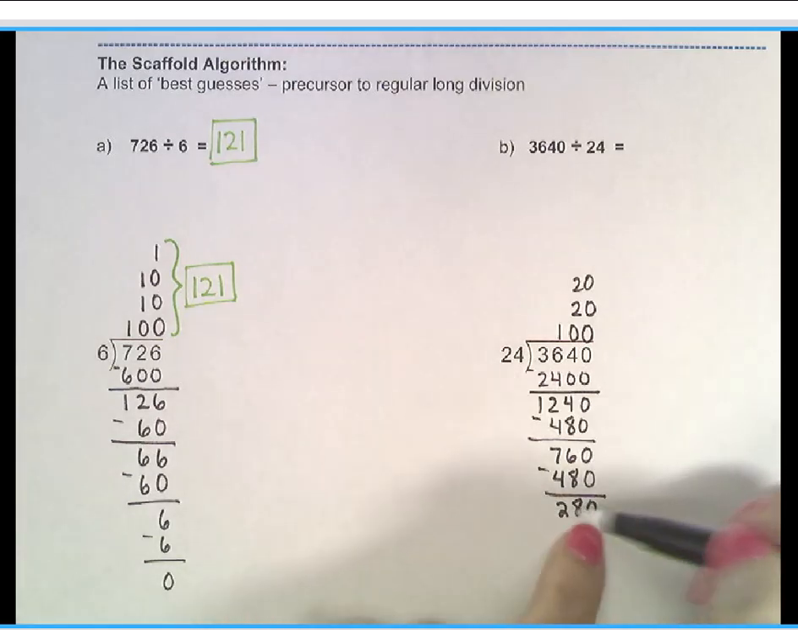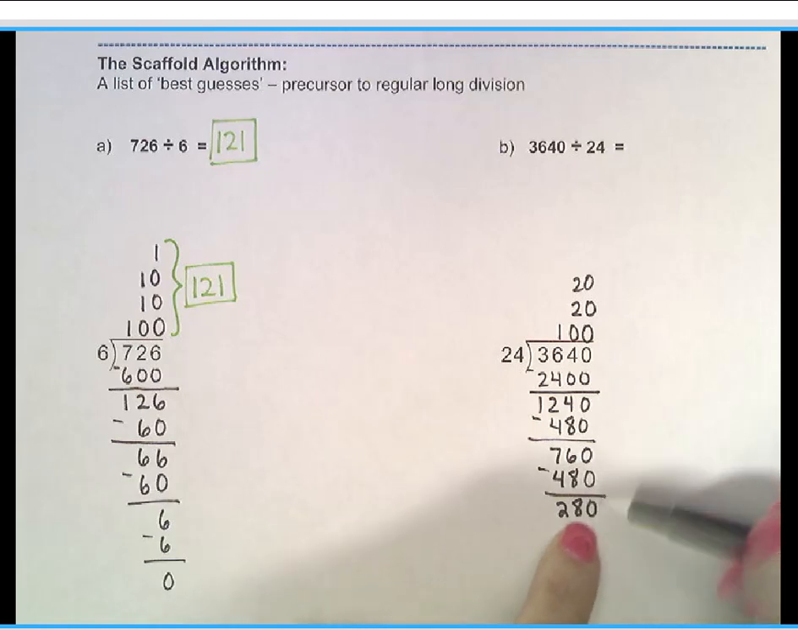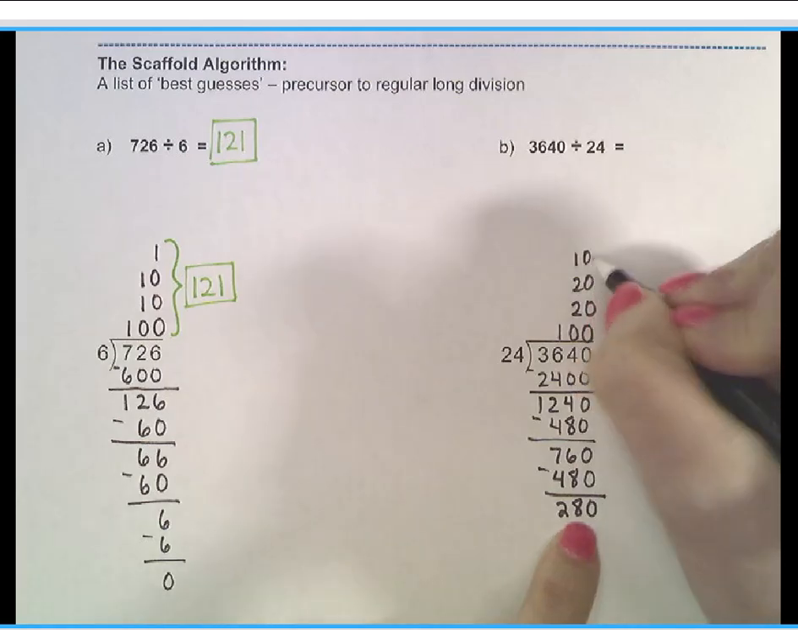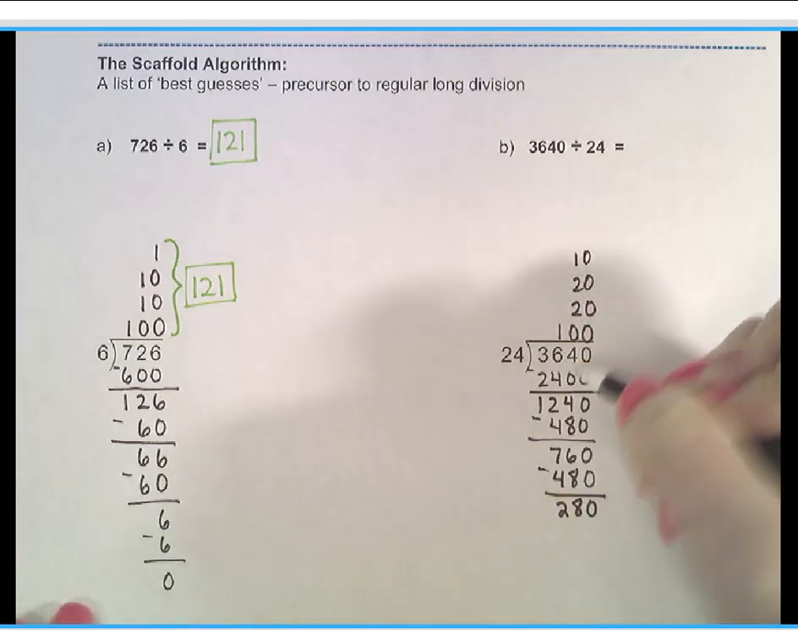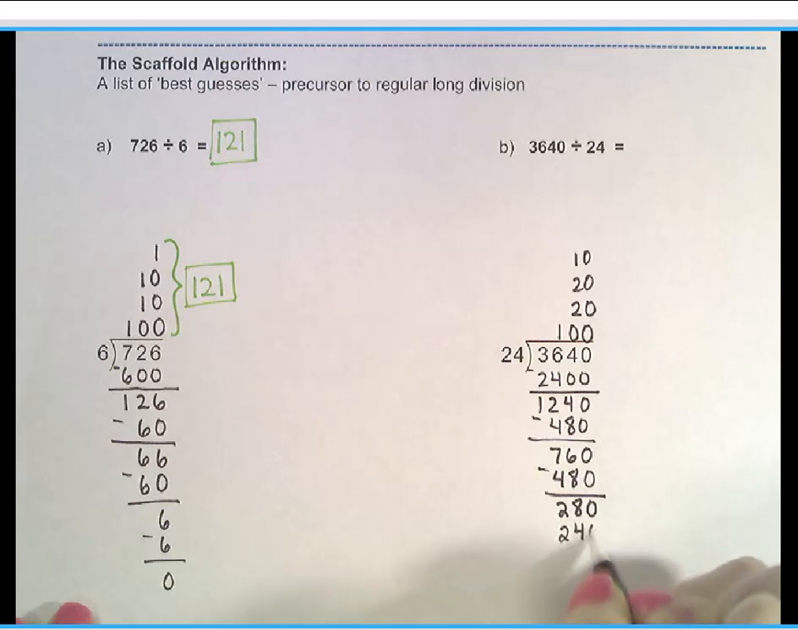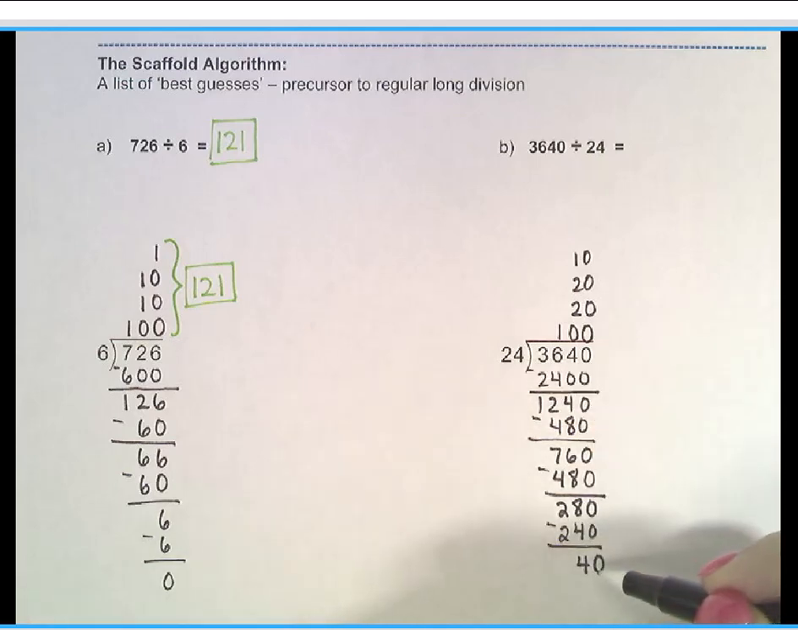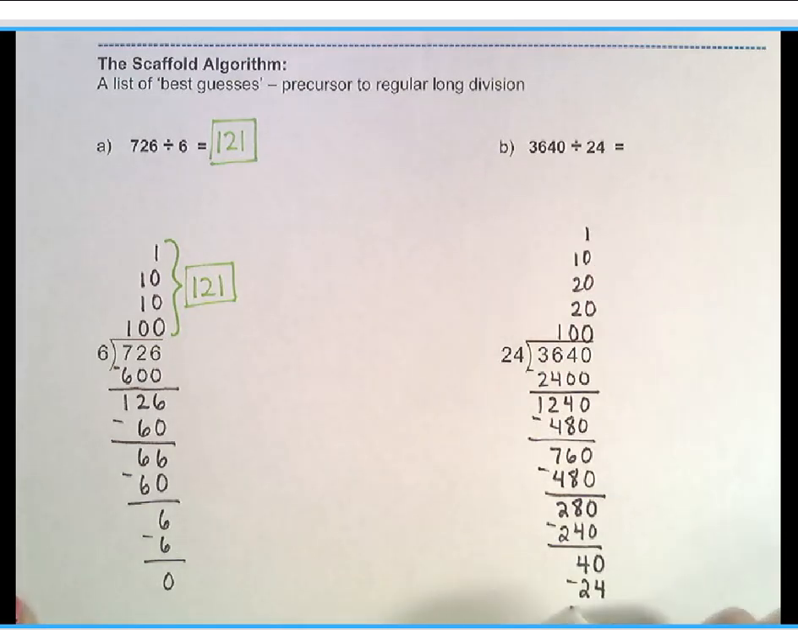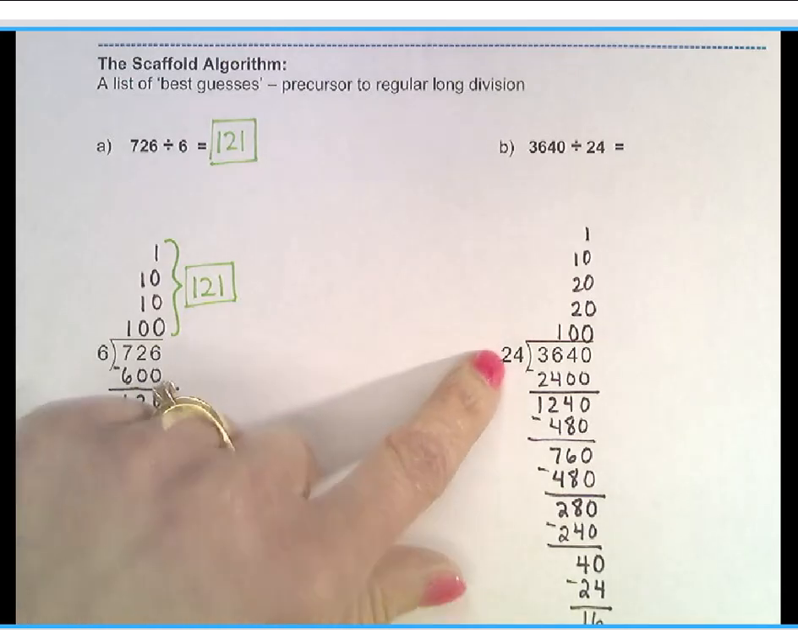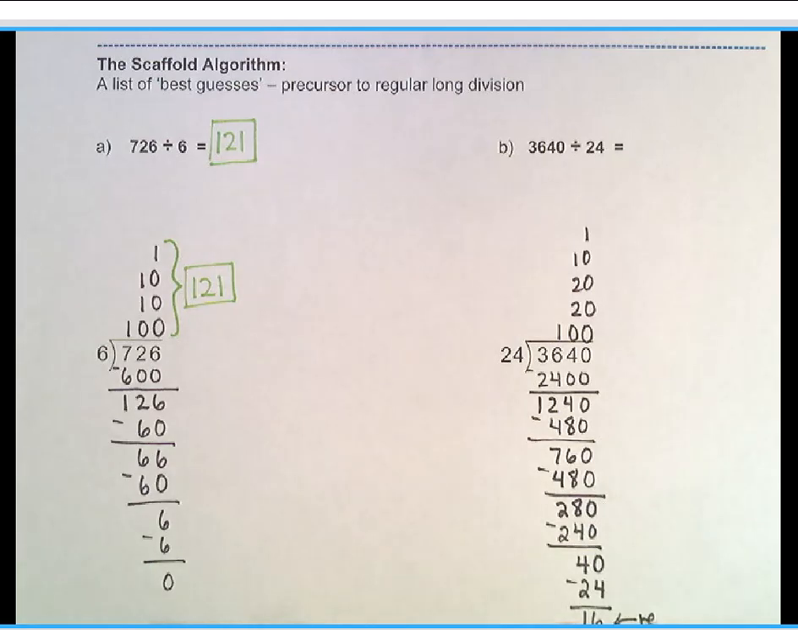Well, can I do another 20? No, because that's 480. I don't have quite that much. So maybe 10. Let me do 10 times. 10 times 24 is 240. I'm pretty close, right? I'm only off by 40 now. And 24 will go into 40. Will it go in there twice? Let's see. No, it only goes in there once. So 1 times 24 is 24. I think we're going to get a remainder on this one. 16. Now 24 is bigger than 16, so that's how we know we're done.